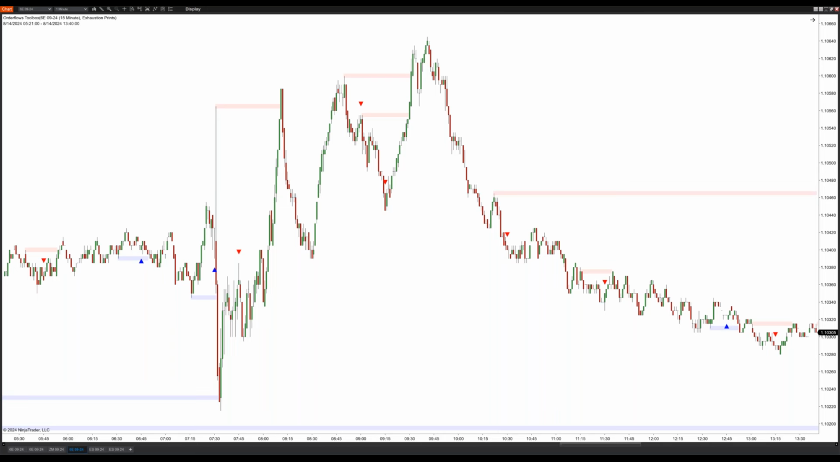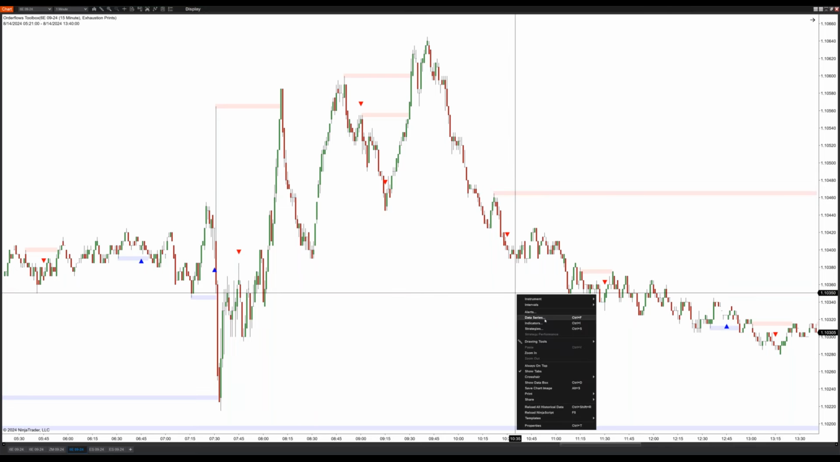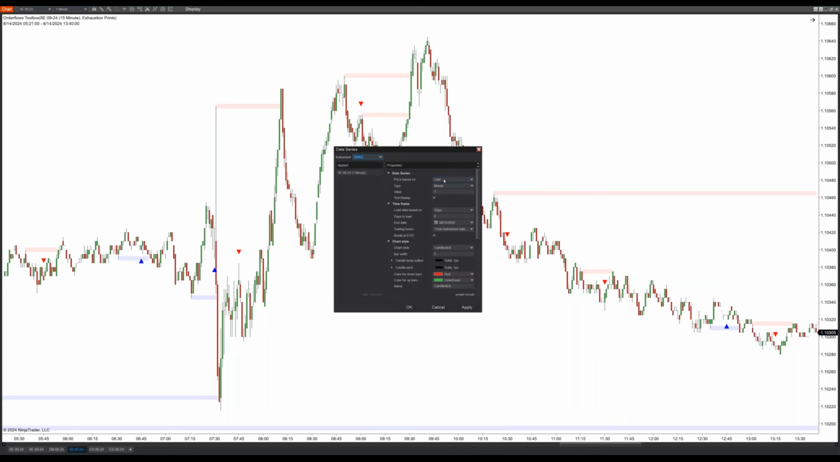How do I bring up the Orderflow chart on NinjaTrader? You'd have to go to the data series. If you have the paid version of NinjaTrader, you'd change the chart type to volumetric. But I'm not going to do that now. Let's keep it on my normal minute chart.